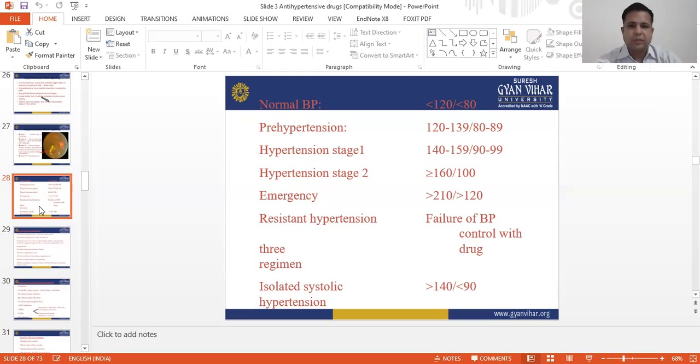In case of hypertension stage 2, our blood pressure would be more than 160 systolic pressure and 100 diastolic pressure. In case of emergency, blood pressure would be more than 210 systolic pressure and more than 120 diastolic pressure. In case of resistant hypertension, there is a failure of blood pressure control with the drugs.